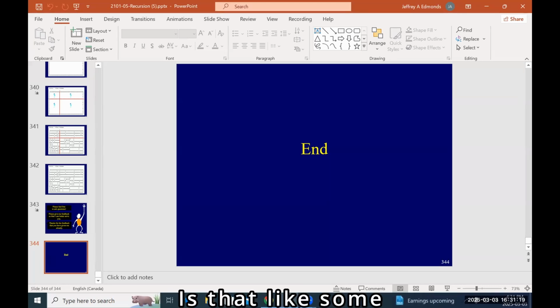Is that like some construction, or is it... All right, now we're moving over to balanced trees, right? A new topic. So we get the slides.